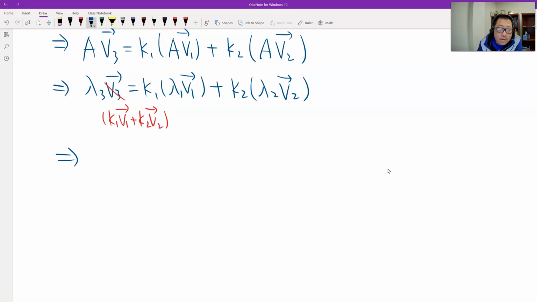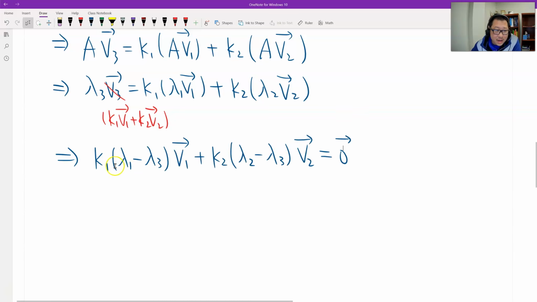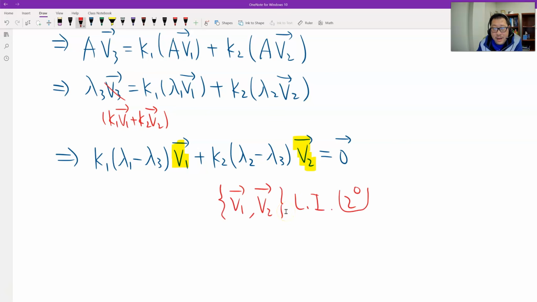I easily get the coefficient for V1. I put the left to the right side, so it should be k1 lambda 1 minus k1 lambda 3. Therefore it is this. I do find the coefficient in this form. Remember, these lambdas are distinct, so this is not a 0. However, we know these two, from the second step, are linearly independent, right? Therefore the coefficients should be 0, but this is not a 0.